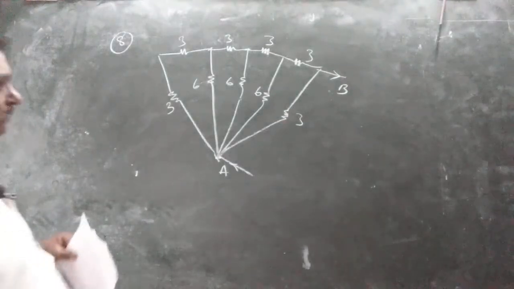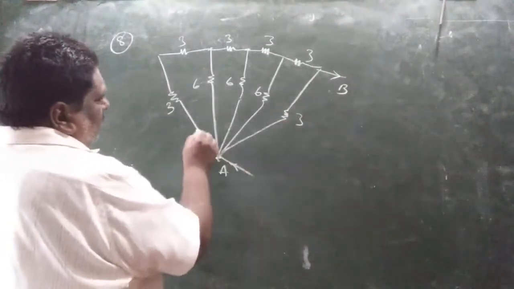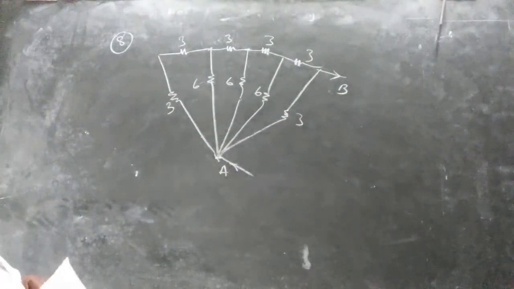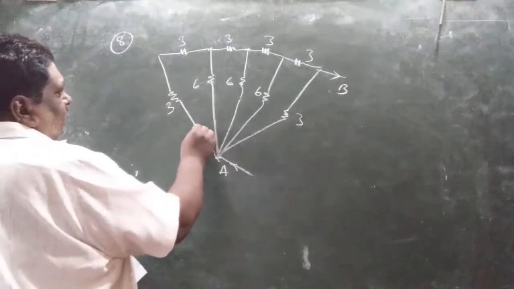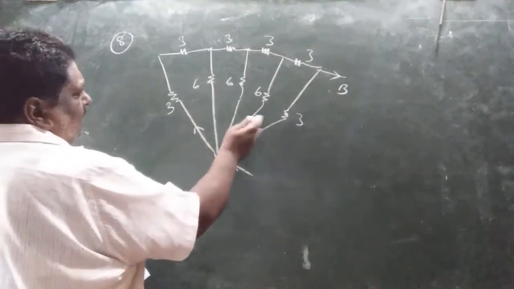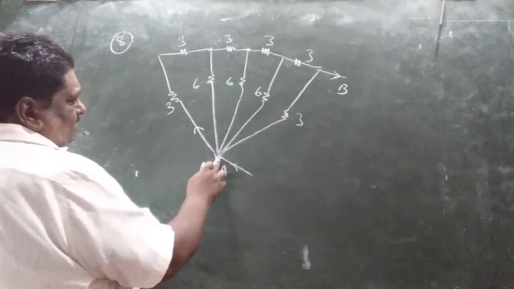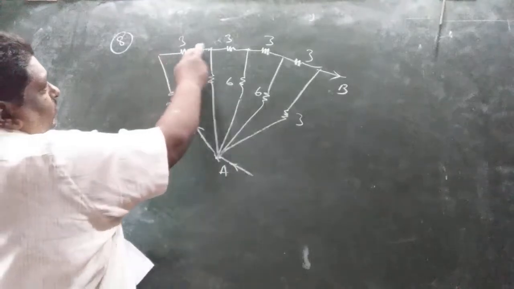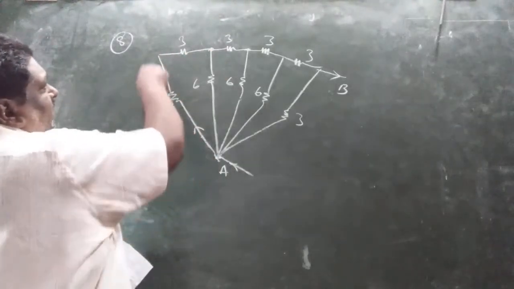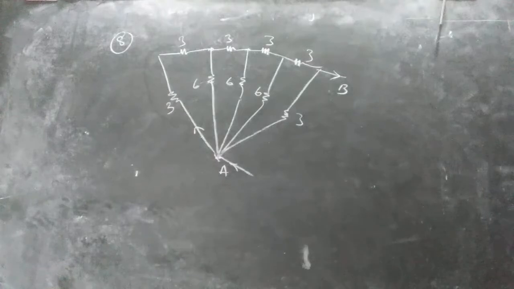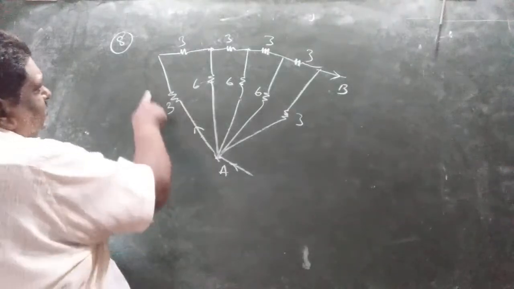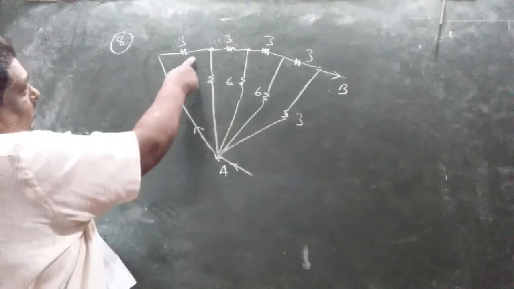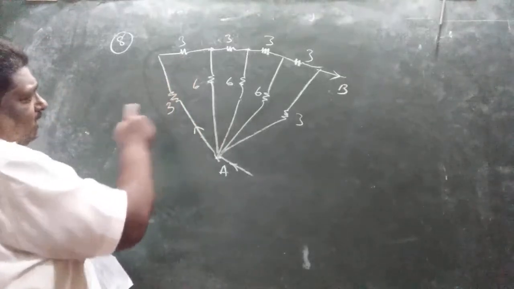As current enters, it is divided into these 5 branches, so all these are parallel circuits. Once current enters, it passes through this 3 ohm and then the next 3 ohm joined here. That means the same current passes through these two, so these two are in series. Current divided means parallel. That's why 3 and 3 are in series.